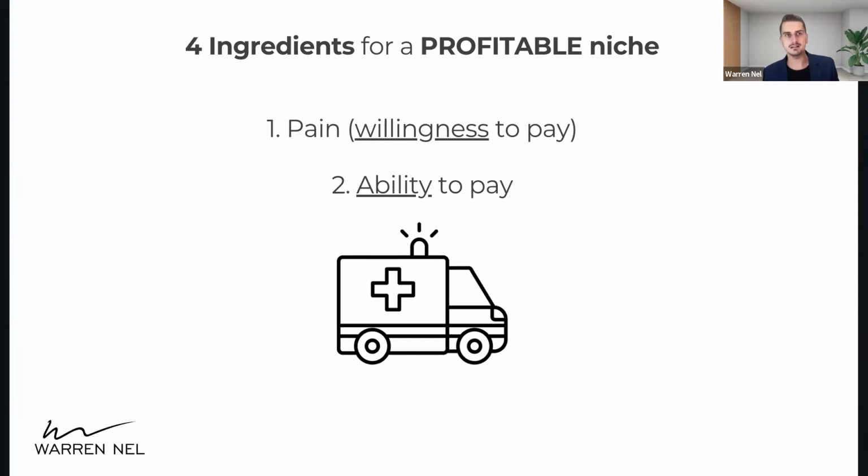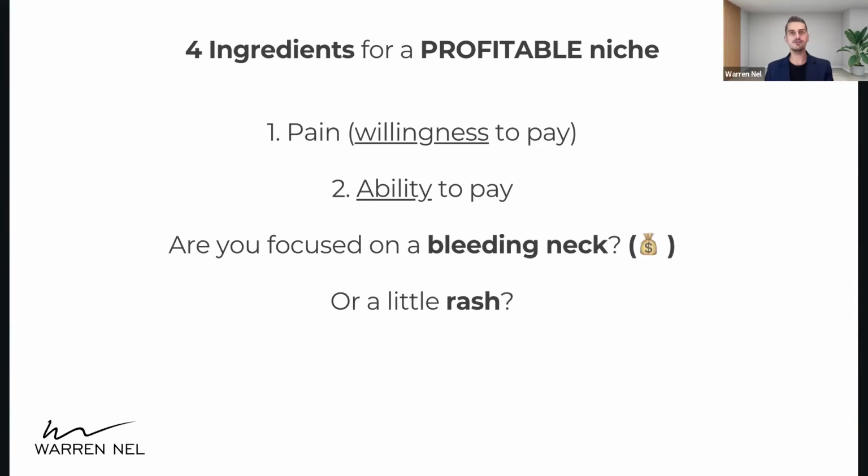And there's blood coming out of your neck, and all of a sudden you're off to the ER in the ambulance and you're spending thousands of dollars on life-saving treatment. Does this make sense? So that means that not all problems are equal. So many coaches are solving these kind of low-level problems that aren't really compelling, that aren't a bleeding neck. So are you focused on a bleeding neck right now in your coaching?